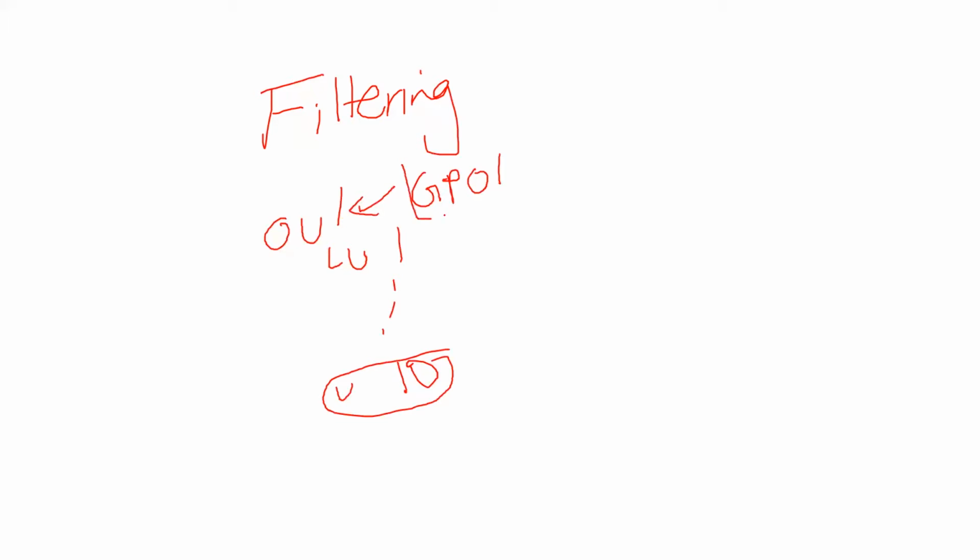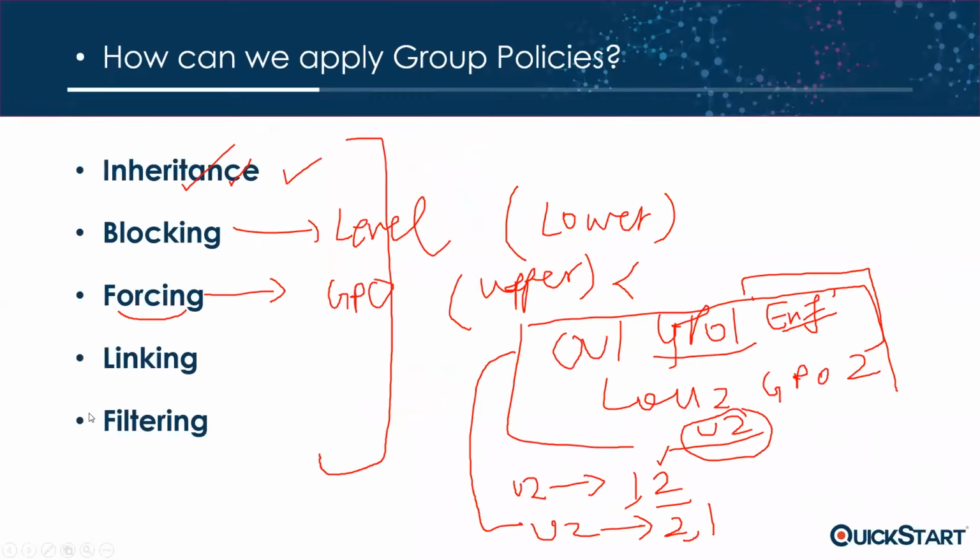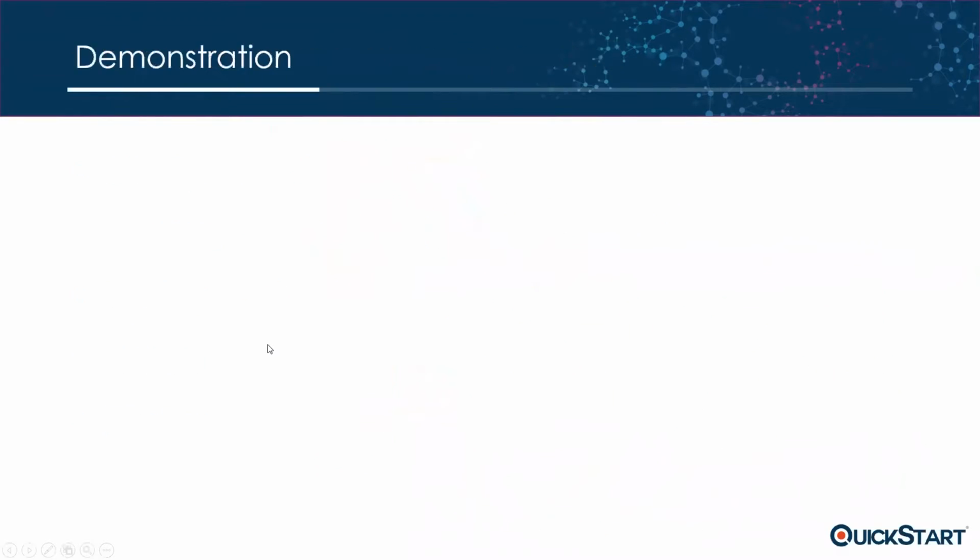So you can also manipulate in a way that go to a GPO. GPO also has its own settings. And if you go under the settings, you can actually choose user 10 and say deny policy access, which means you are filtering him out of this GPO. So these are different ways to accomplish, or I would say these are your tools which you can use in order to manage your policies. Actually, it's here, right? So I didn't see it. Inheritance, blocking, forcing, linking, filtering. And I'm going to show you all these things in a demonstration.